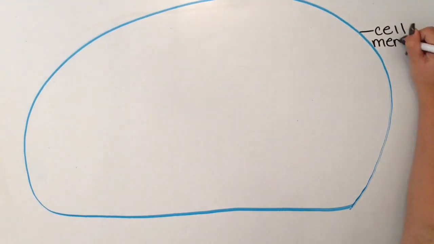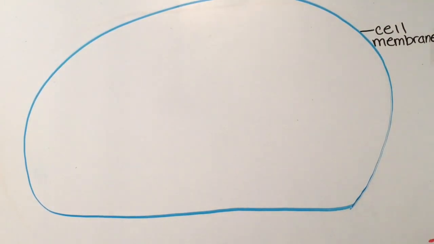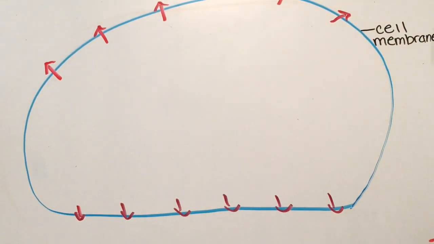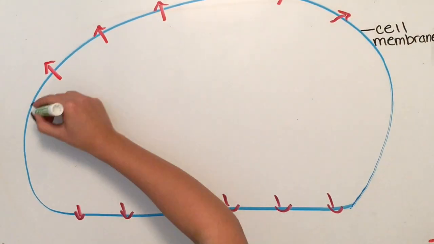Now let's take a look at the cell membrane, which encloses the entire cell, which is a lot more complex than this shape, but we'll get into that. The cell membrane protects the integrity of the cell's interior by allowing certain substances into the cell and not allowing others, thanks to its selective permeability.